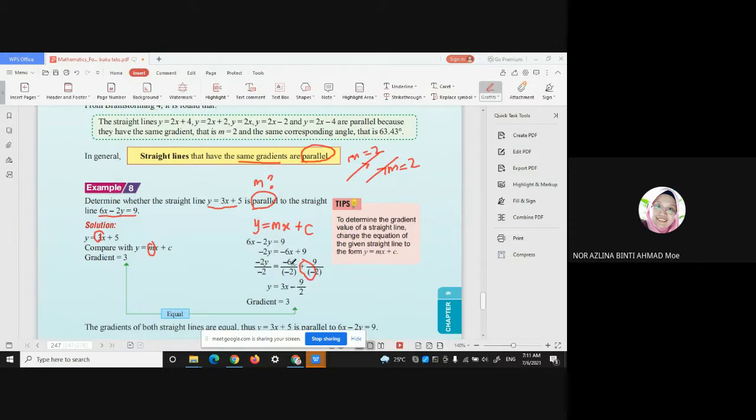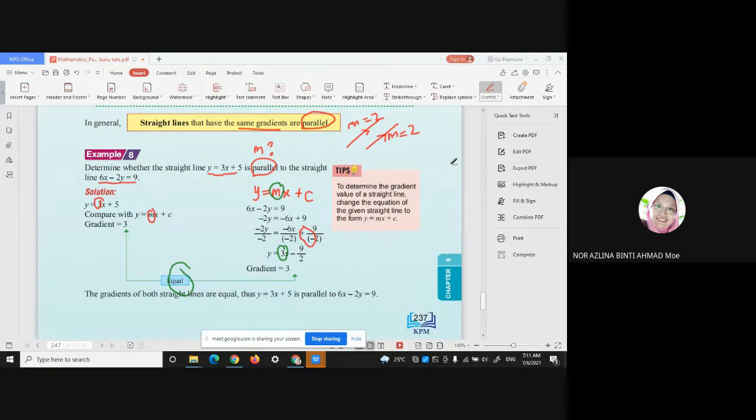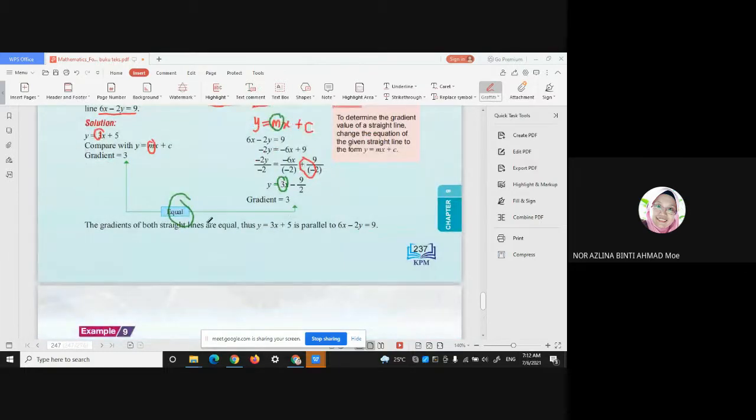So from here, we do comparison. The comparison y equal to mx, so m equal to 3. First equation, the value of gradient equal to 3. Second equation, the value of gradient also equal to 3. So the gradients are equal, and when equal, we know the line is parallel. So the conclusion: the gradient of both straight lines are equal. Thus, y equal to 3x plus 5 is parallel to 6x minus 2y equal to 9, because the gradients are equal. Okay, remember, parallel, gradient must equal.